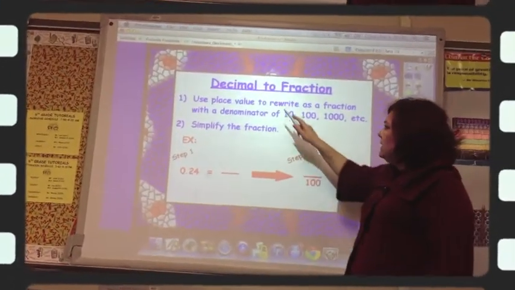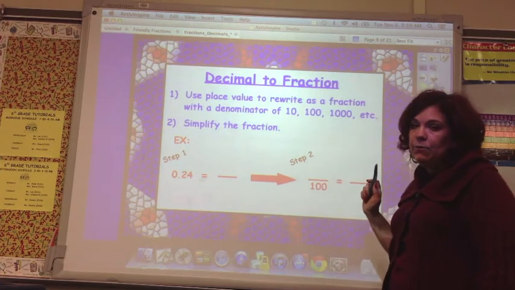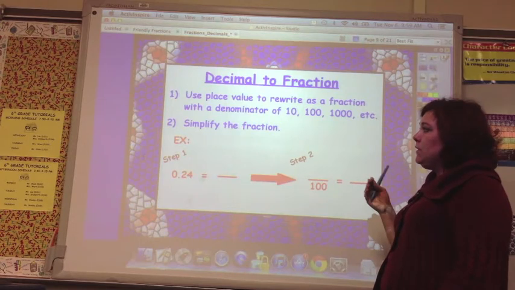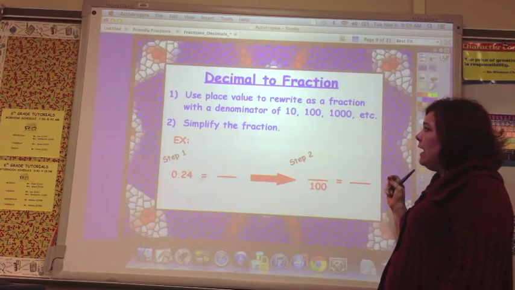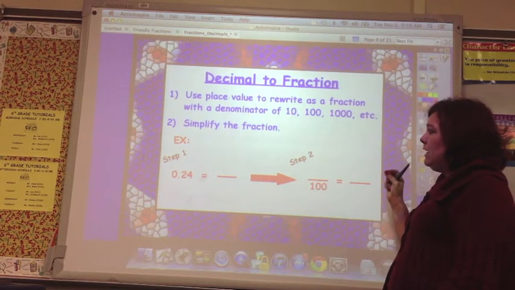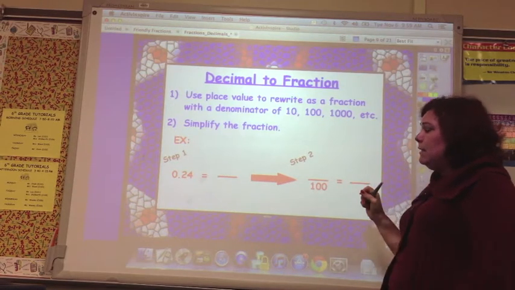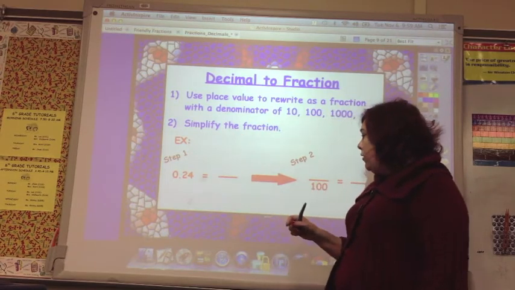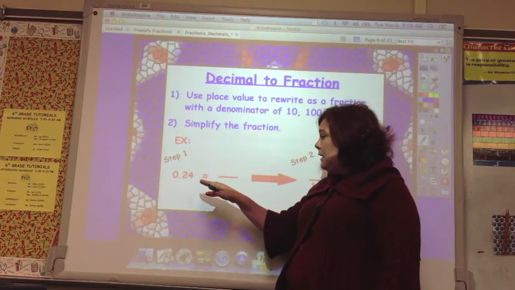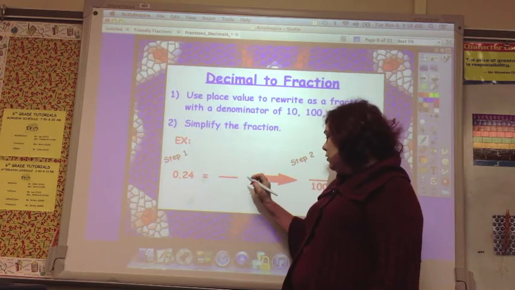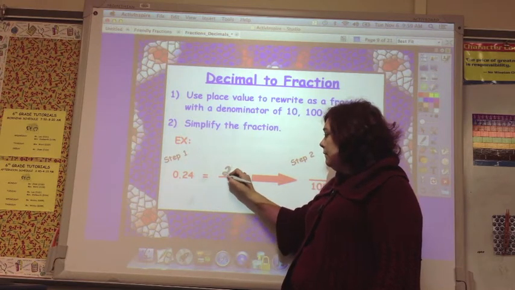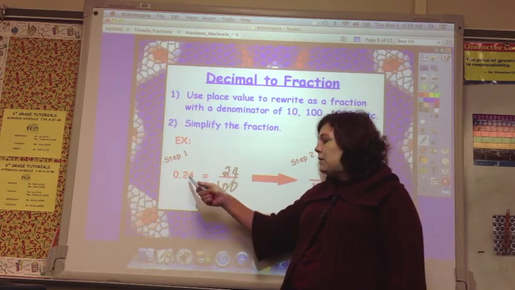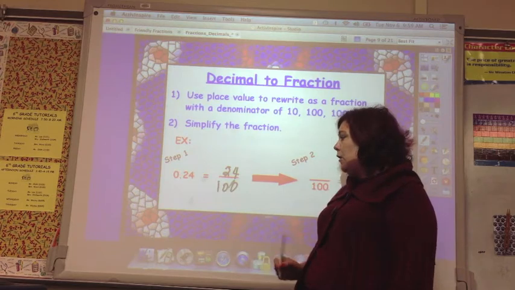So under decimal to fraction, you're going to write these notes. The first step is to use place value to rewrite as a fraction with a denominator of 10, 100, or 1,000. And then the second step is you simplify the fraction. So an example of this would be 24 hundredths. You'd write that as a fraction, 24 hundredths. Because this is in the hundredths spot, you say 24 hundredths, same as 24 over 100.